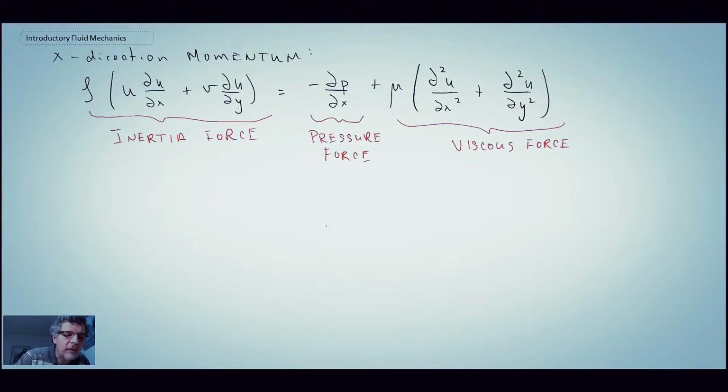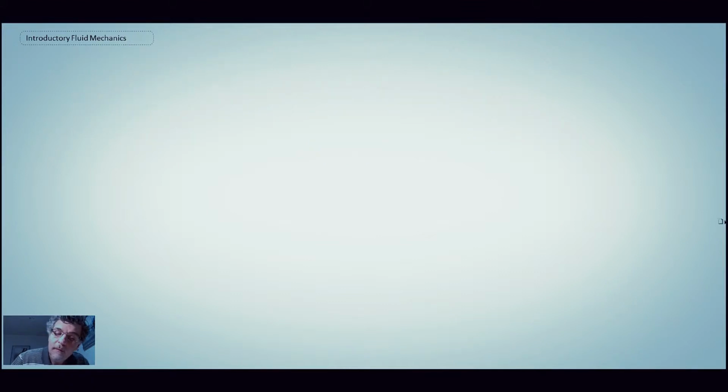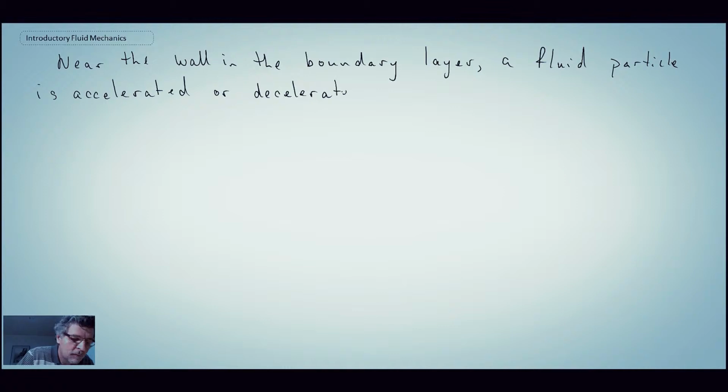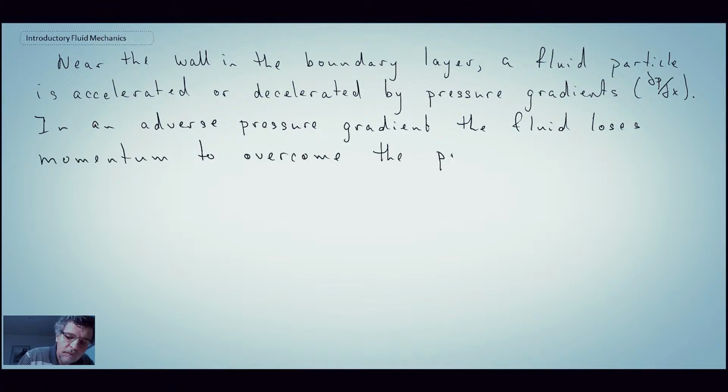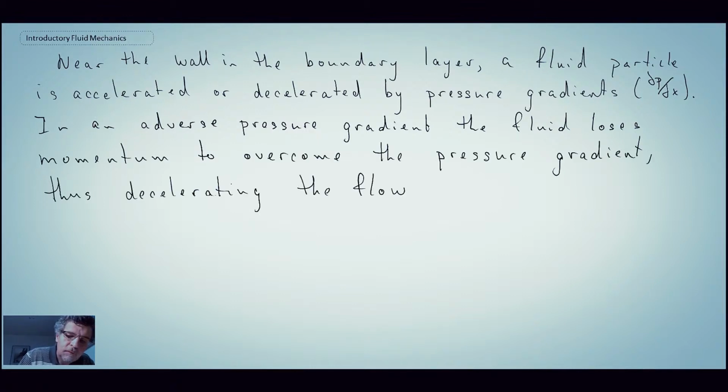And what we're going to do, we're going to consider the case of looking very close to the wall, because that's where the interesting things happen when you have a boundary layer with an adverse pressure gradient. So I mentioned that we're going to look at what's going on very close to the wall.